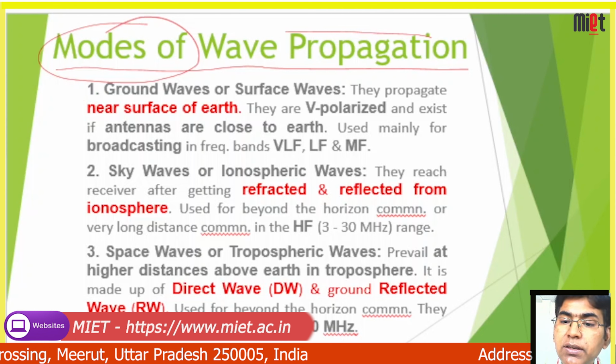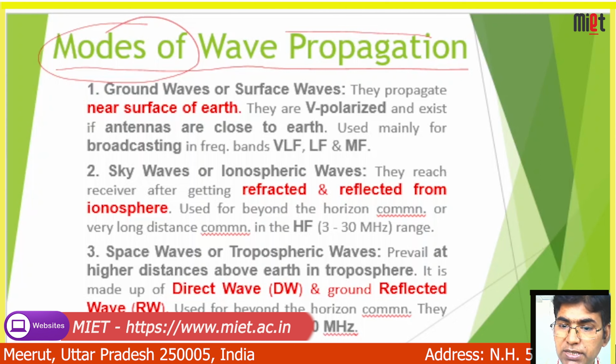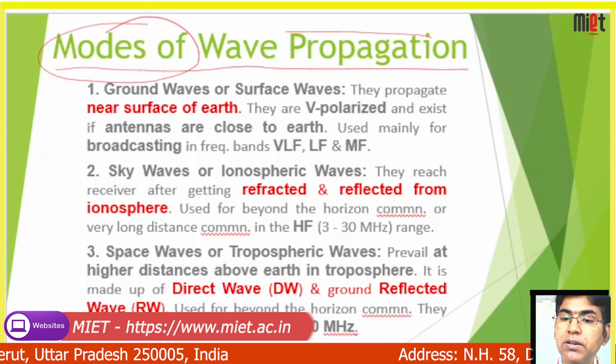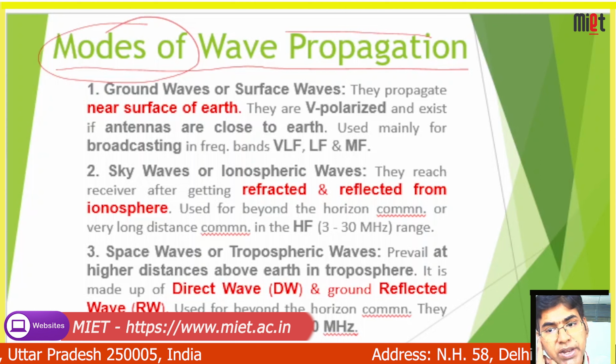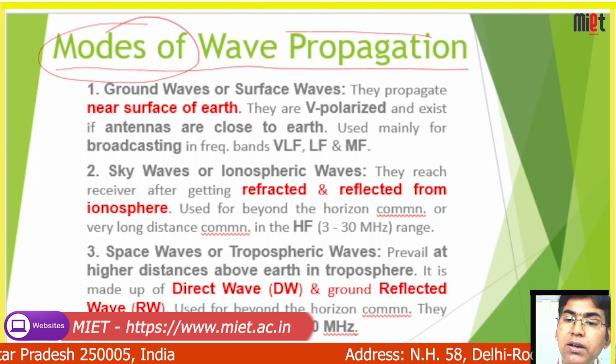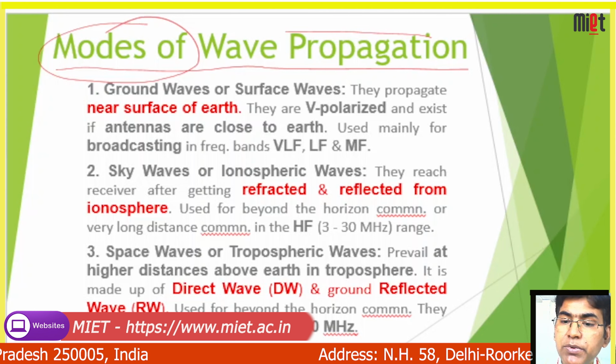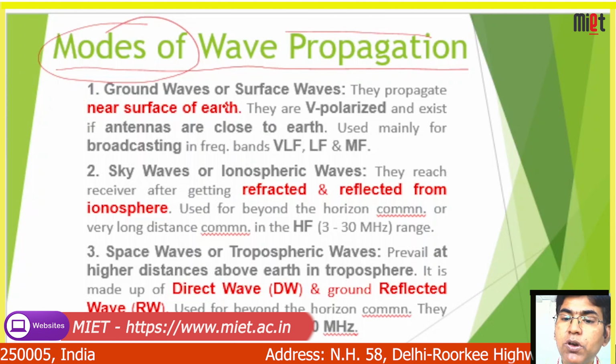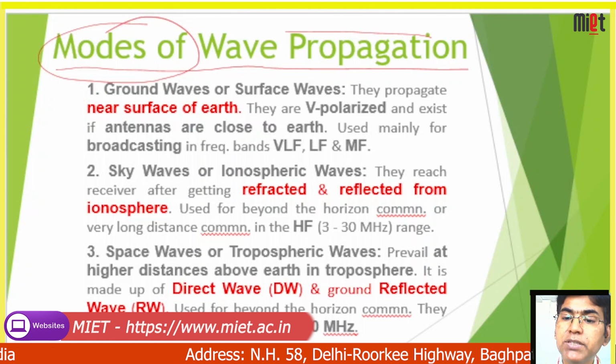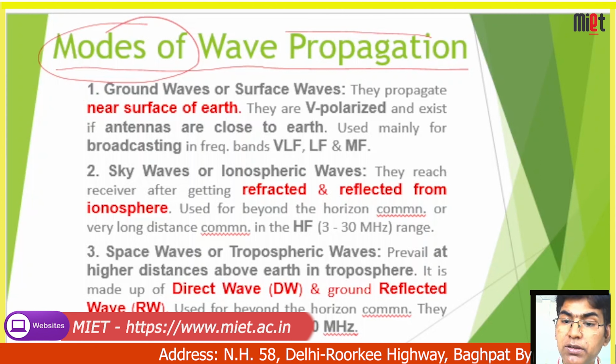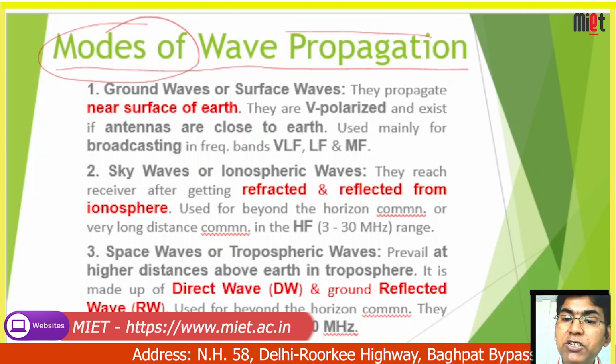So what is ground wave propagation? What is the difference between these three methods? Basically, these three methods are the methods for traveling of electromagnetic waves in space. So the first method is the ground wave propagation method. Why is it called ground wave propagation? Because in this method the electromagnetic wave travels on the surface of the ground. It literally glides over the surface of the earth.